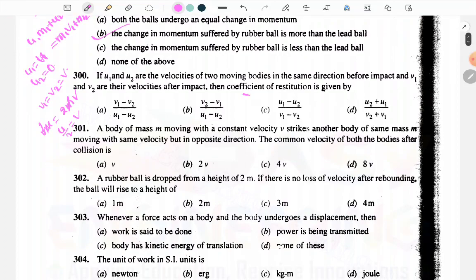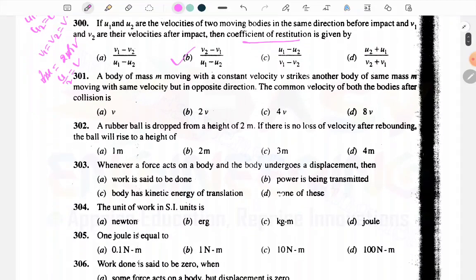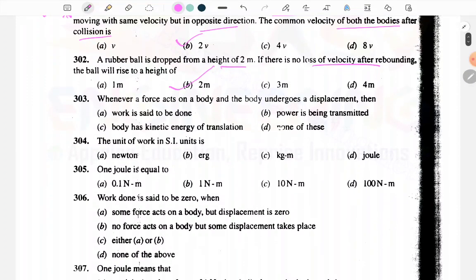So coefficient of restitution formula you know already, v2 minus v1 by u1 minus u2, very important formula. Body moving with constant velocity strikes another body of mass m moving with the same velocity but in opposite direction. The common velocity of both bodies after collision is, that is b, 2v, because in the opposite direction they will be added. The rubber ball is dropped from this side. If there is no change of velocity after rebound, then it will rise up to 2 meters.